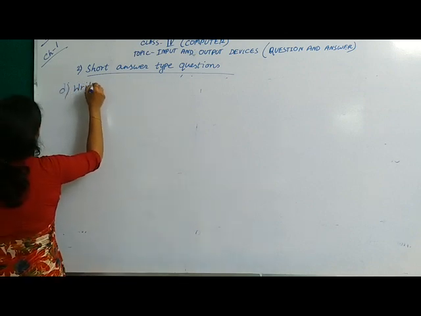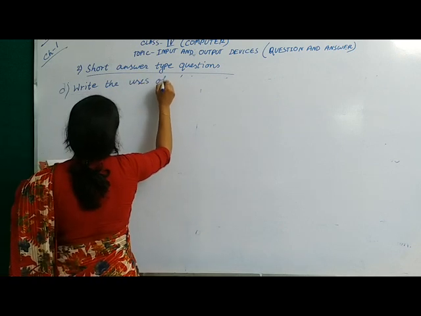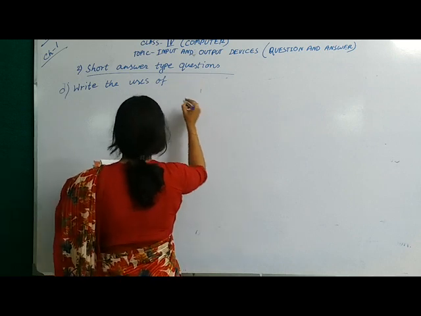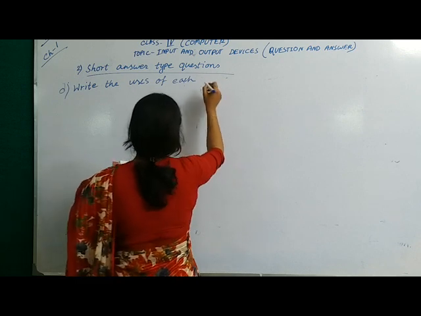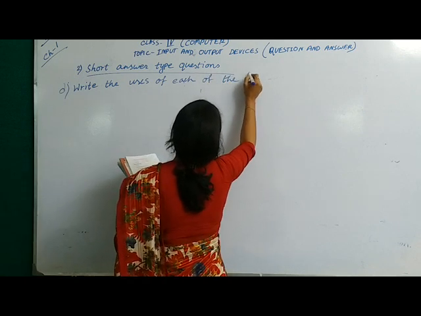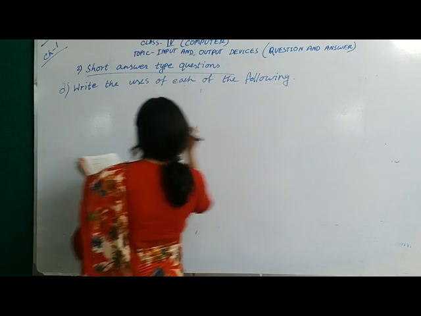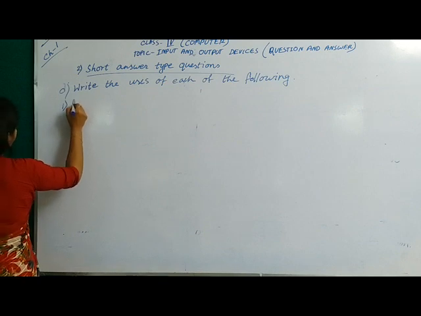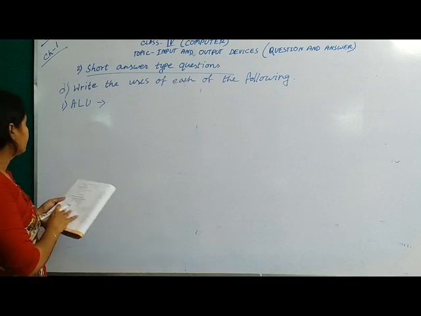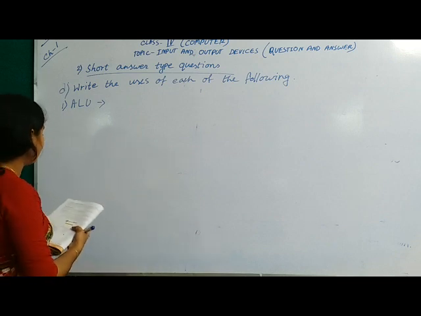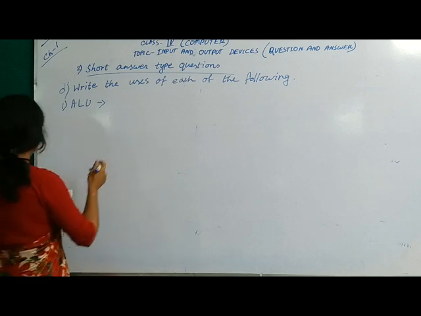Write the uses of each of the following. Number 1, ALU. You have to write over here the uses of this ALU. You all know the ALU full form, arithmetic and logical unit. You have to write the uses.